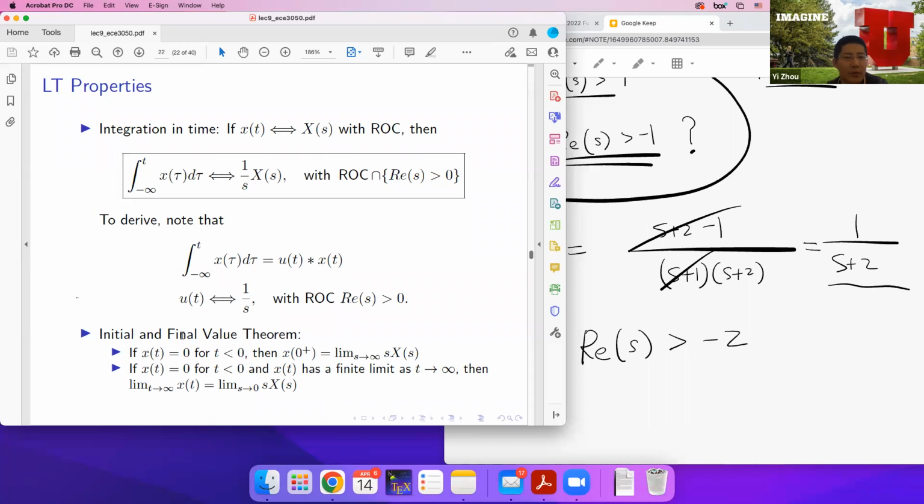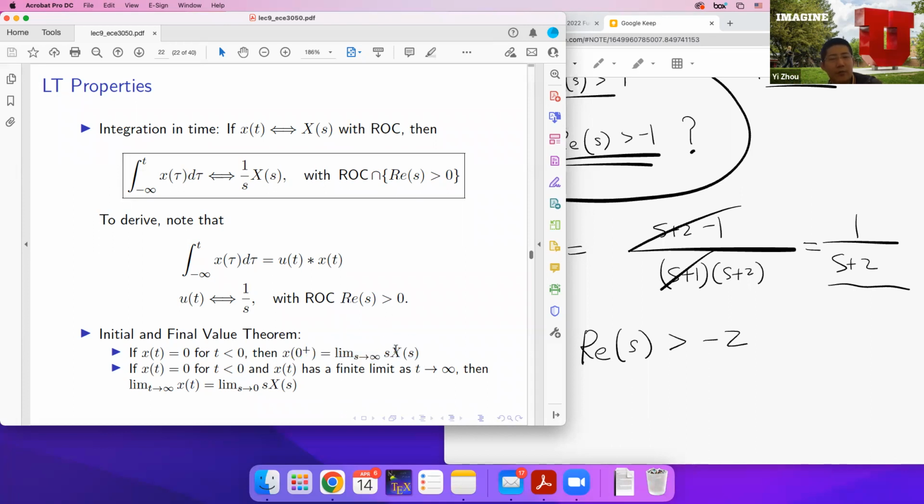And moreover, we have the initial and final value theorems. I don't think we need them in the homeworks, but these are good to know. If x(t) is a causal signal, x(t) equal to zero for t negative, then the initial value of x, x at zero positive, equals this limit.